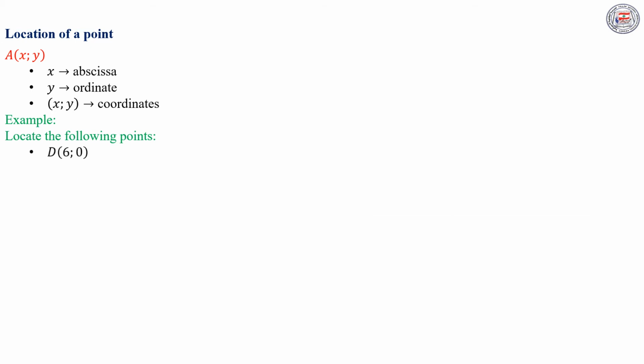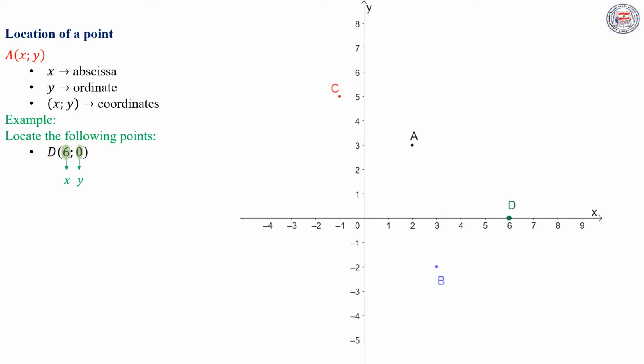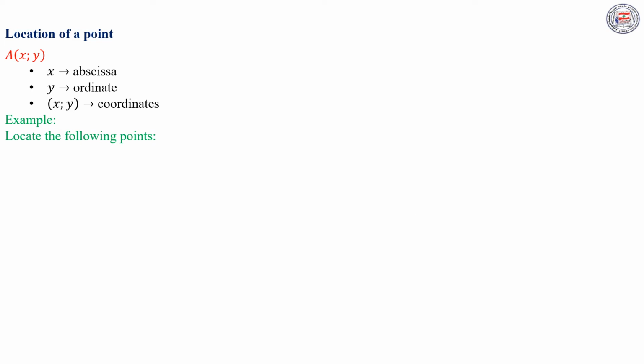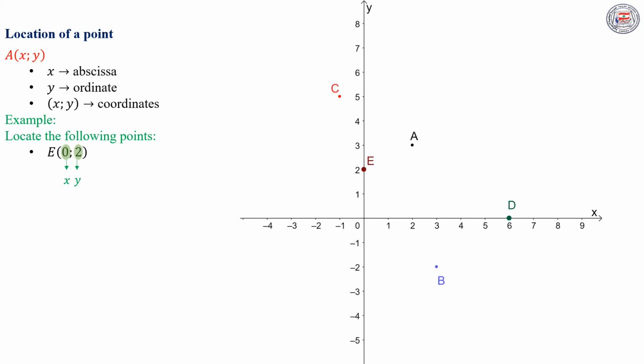The fourth point is D(6, 0). Then 6 is x and 0 is y. And we put D on the x-axis since y is equal to 0. And the last point is E(0, 2). Then 0 is x and 2 is y. So we put E on the y-axis since x is 0 and y is 2.